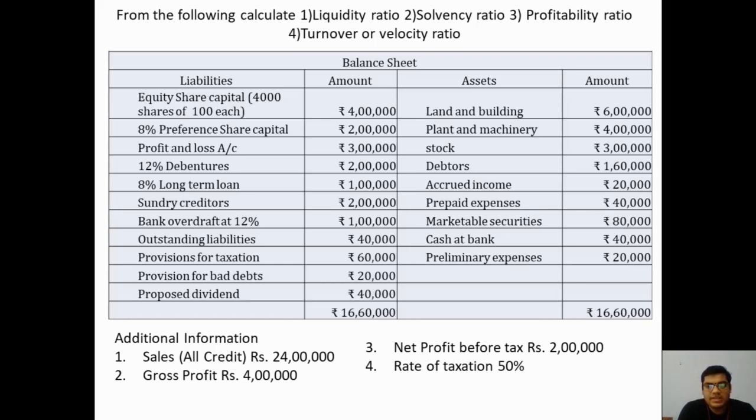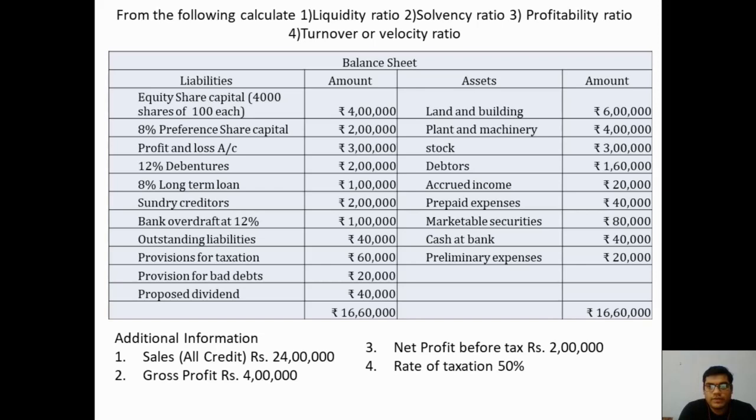Apart from this, there is additional information given: all sales are credit sales, that is 24 lakhs. Gross profit is 4 lakhs. The net profit mentioned here is before tax. The amount of net profit before tax is 2 lakhs. Rate of taxation is 50%. If we subtract the tax from net profit, we get net profit after tax: 2 lakh less 50% of 2 lakh, which is 1 lakh. 2 lakh minus 1 lakh of tax leaves 1 lakh, which is called net profit after tax. So this was the question.